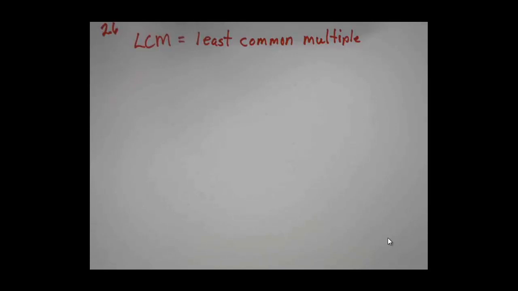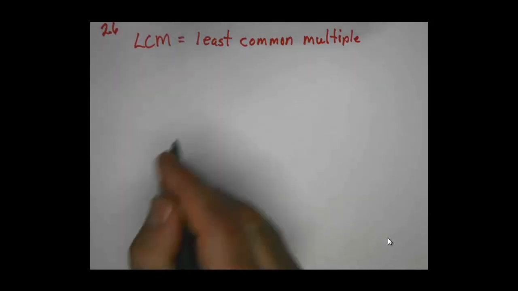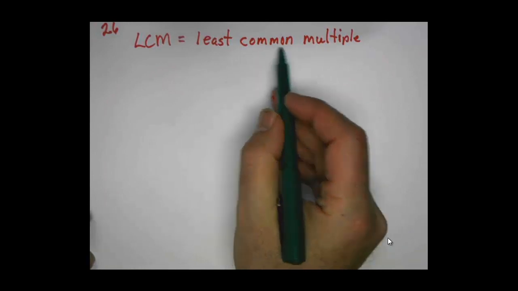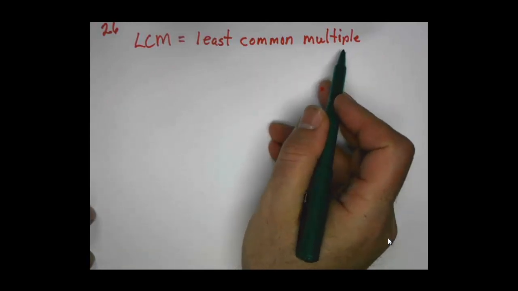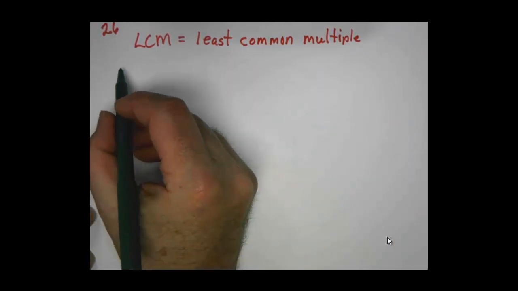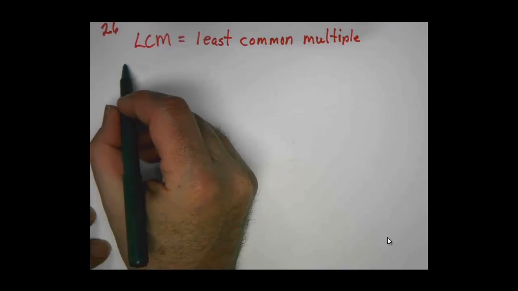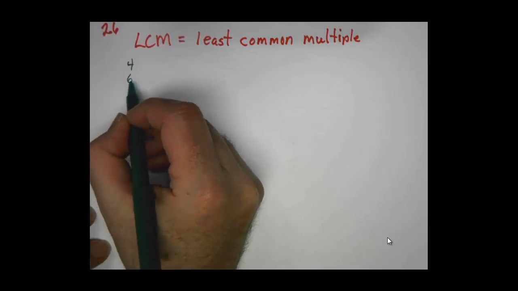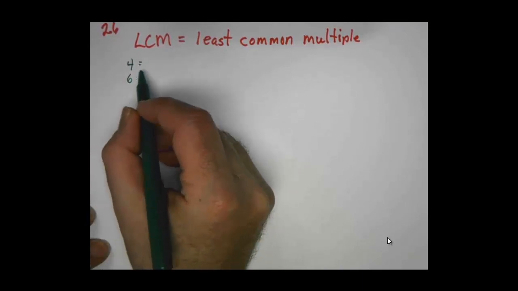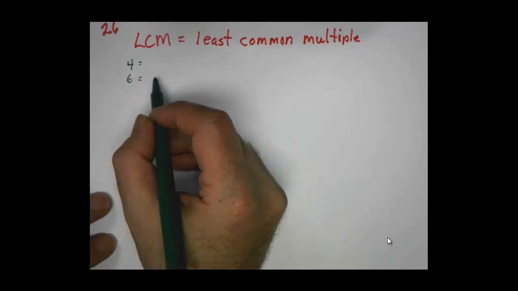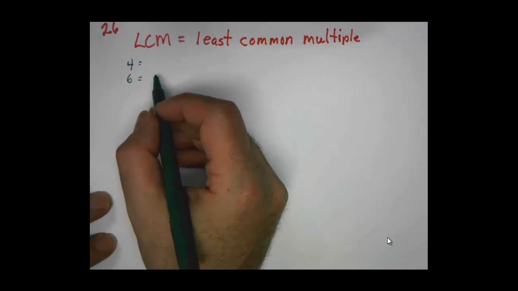Section 2.6 has to do with least common multiple, and so you're going to see it written as LCM. It's going to be the smallest common multiple. Remember, multiple means count by. So if we're doing the least common multiple of, say, 4 and 6, we're going to be counting by 4s and counting by 6s to see which is the first number they both have in common.